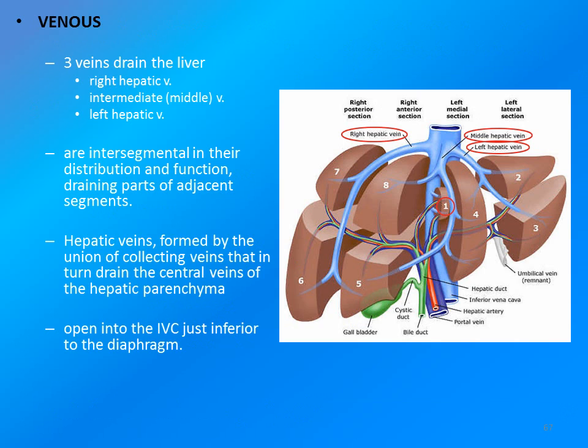Three veins drain the liver: the right vein, the intermediate vein, and the left hepatic vein. Here's the right hepatic vein, the middle hepatic vein, and the left hepatic vein. And again, they're all associated with specific surgical segments of the liver. The hepatic veins are formed by the union of collecting veins that in turn drain the central veins of the hepatic tissue, and they open into the inferior vena cava just inferior to the diaphragm.